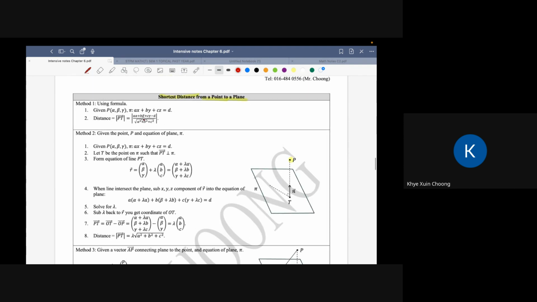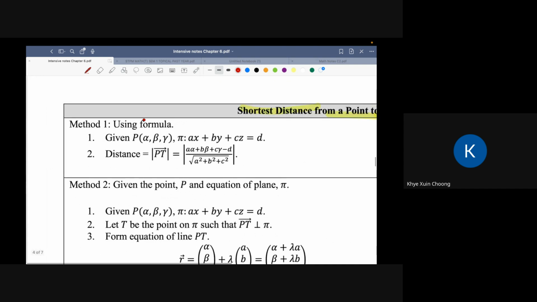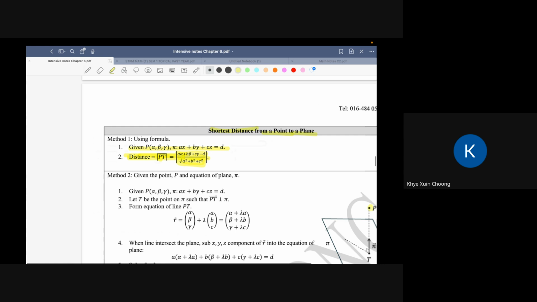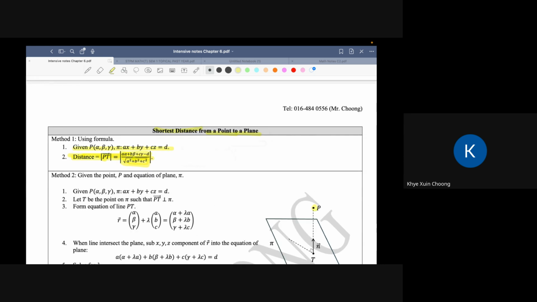Of course, the first and easiest method, which I saw from the Ace Ahead book, is to directly apply the formula. So if you want to memorize this formula, then you can directly get the shortest distance. But I'm not sure whether this one can get the full marks or not, because this one just directly applies the formula. So if the question is just 2 marks, then this one should work out.